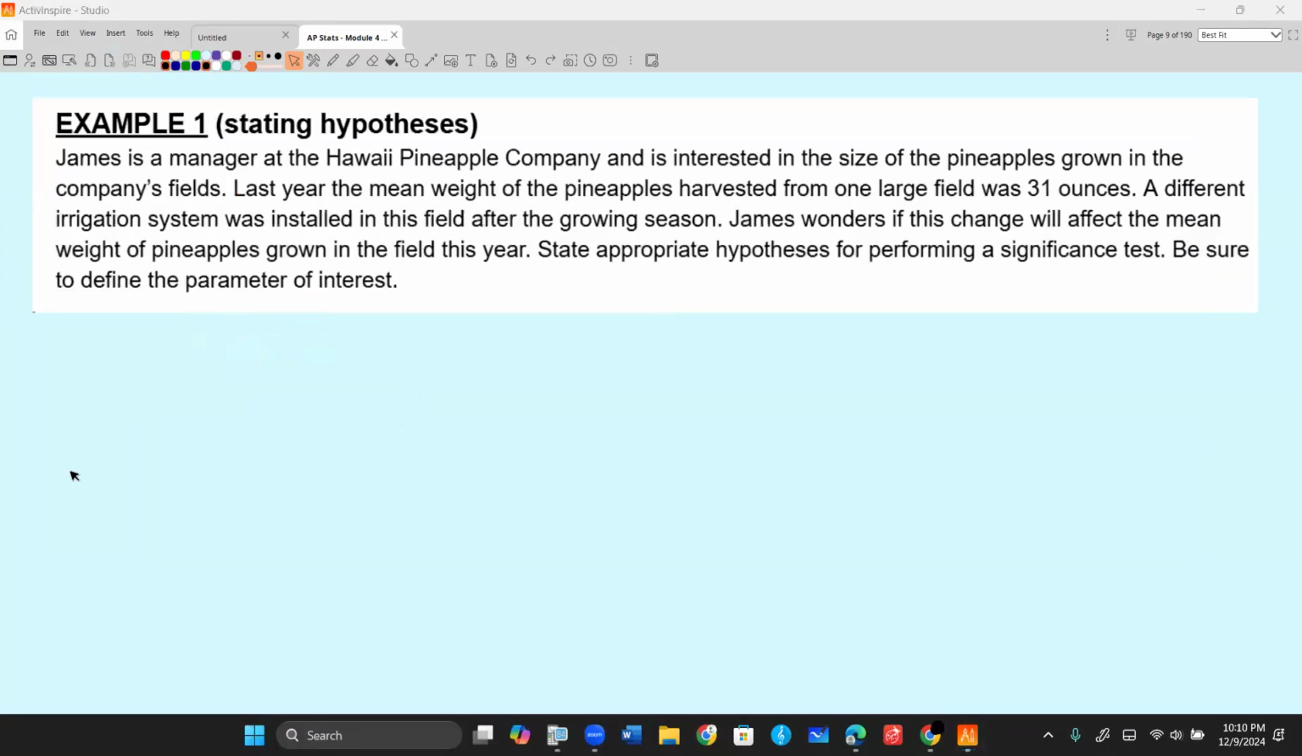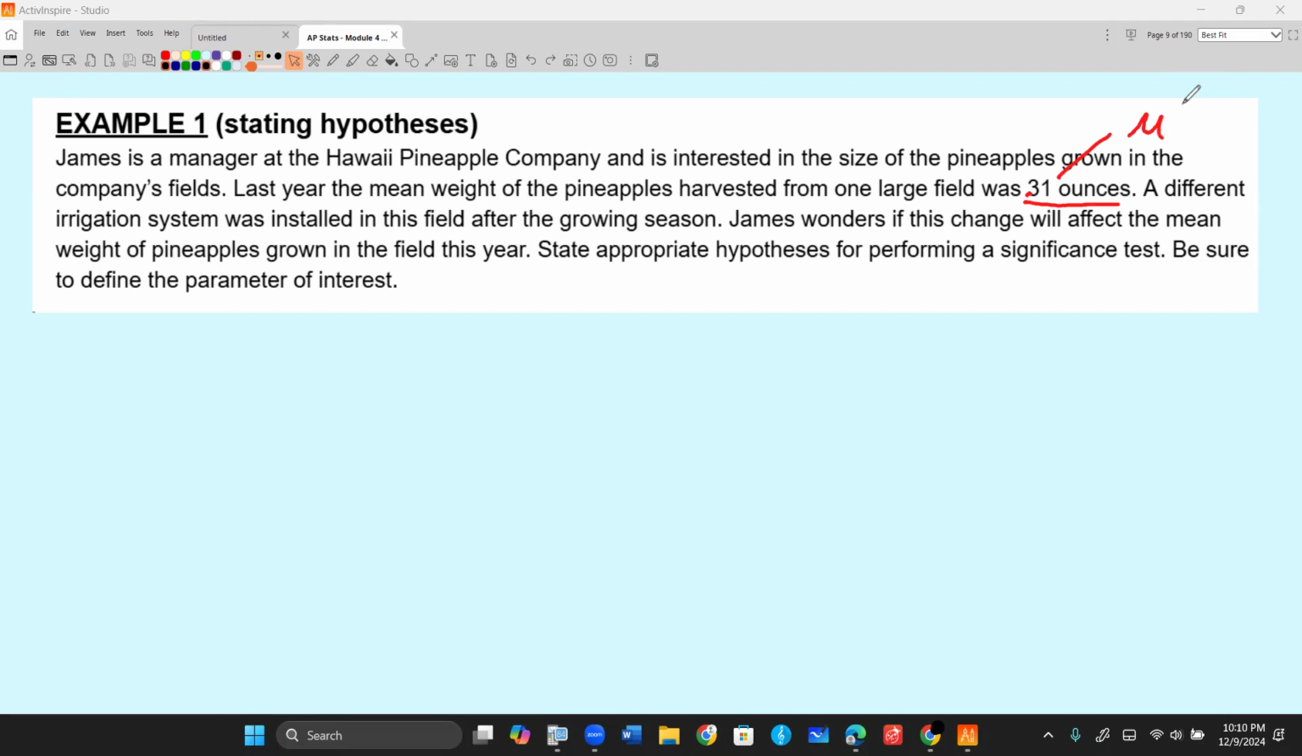Let's look at an example and we'll set up some hypotheses so we can see that in action. James is a manager at the Hawaii Pineapple Company and is interested in the size of the pineapples grown in the company's fields. Last year, the mean weight of the pineapples harvested from one large field was 31 ounces. So we have some prior data to work with. We have our mean weight. Since it's a mean, we're going to use the mu parameter.